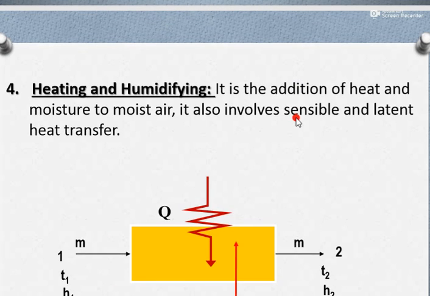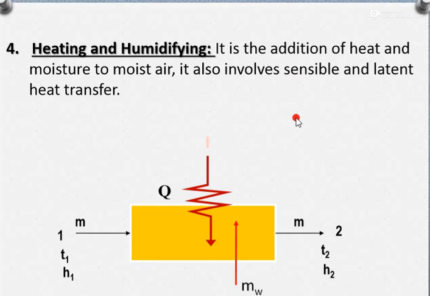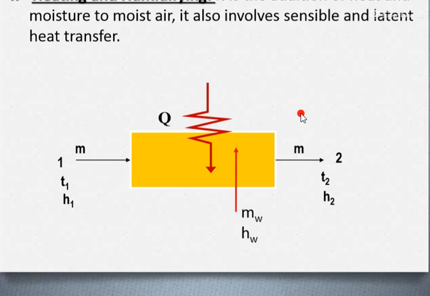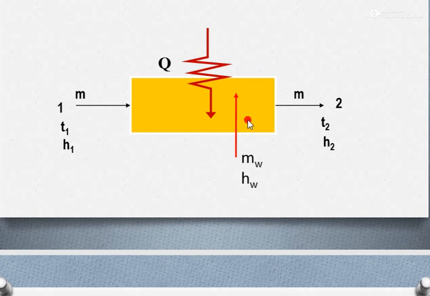Next one is heating and humidification. In this process, along with the heating process, water vapor or moisture is also added to the air. So a similar diagram is given again. MW, that is the mass of water vapor, is being added, or mass of moisture is added, and the hW is the enthalpy of that water vapor associated.